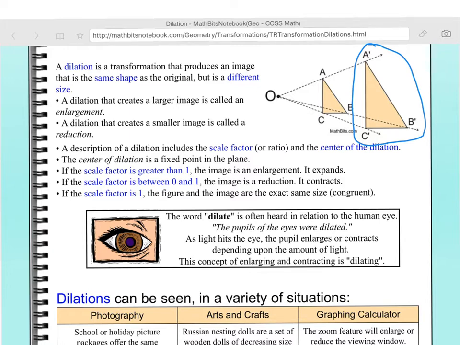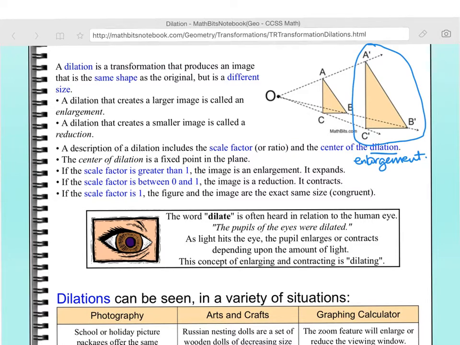A description of a dilation includes the scale factor or ratio and the center of the dilation, sometimes also called the center of enlargement. The center of dilation or center of enlargement is a fixed point in the plane.